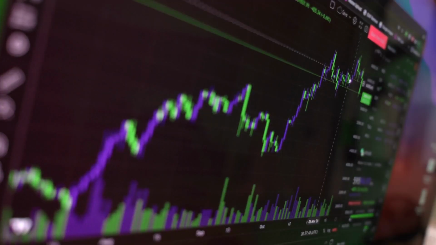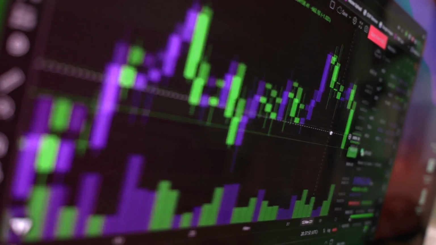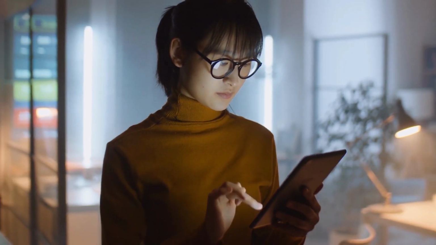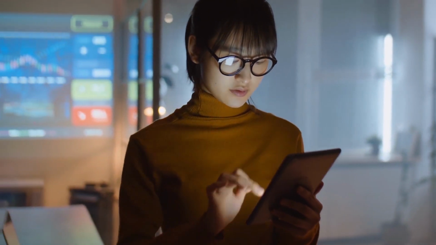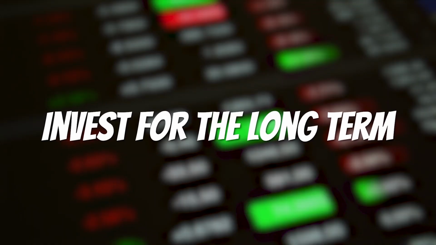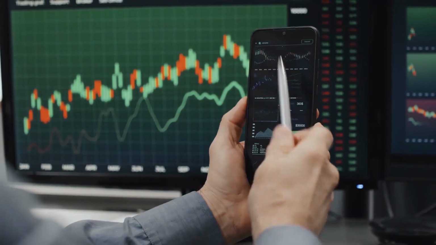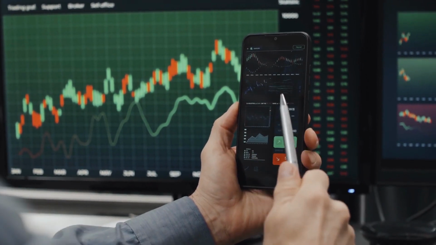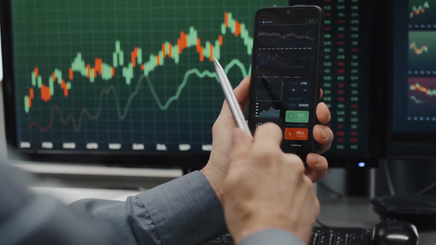Over the long term, stocks have historically outperformed other asset classes, such as bonds and cash. By investing in a diversified portfolio of stocks and holding on to them for the long term, you may be able to achieve higher returns. Keep costs low. High fees and expenses can affect your investment returns. Look for low-cost investment options such as index funds and exchange-traded funds or ETFs to help keep your costs down.